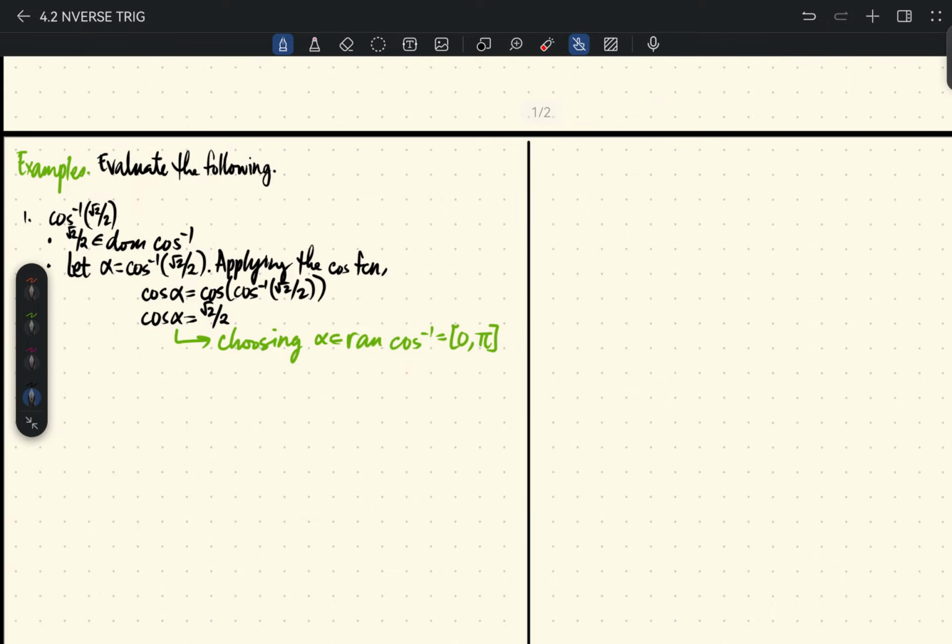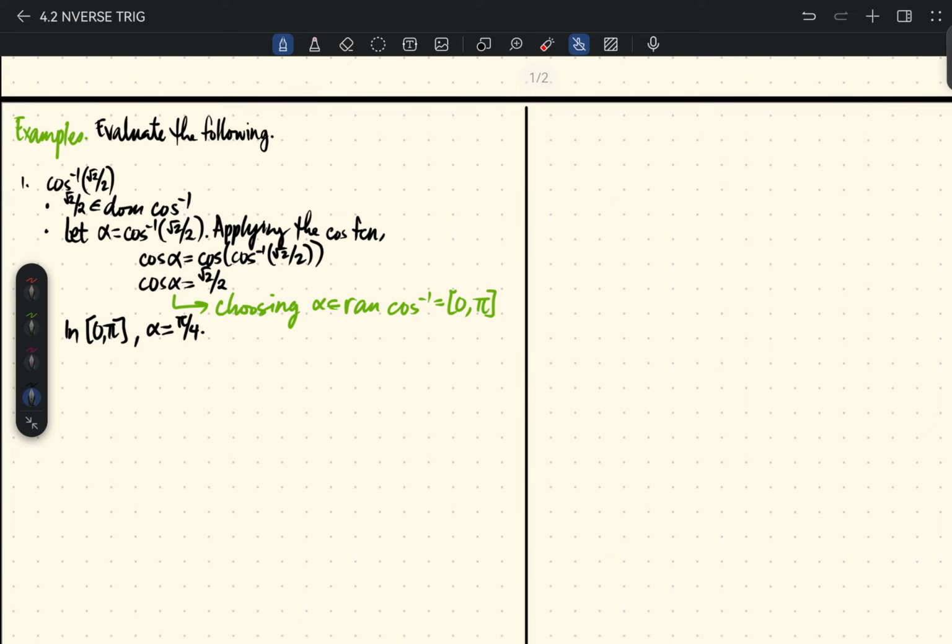And in 0 to pi, when does this one happen? This happens precisely if alpha equals pi over 4. So if you will recall, cosine of pi over 4 is square root of 2 over 2. And since your alpha is defined as cosine inverse of square root of 2 over 2, we have that cosine inverse of square root of 2 over 2 equals pi over 4.